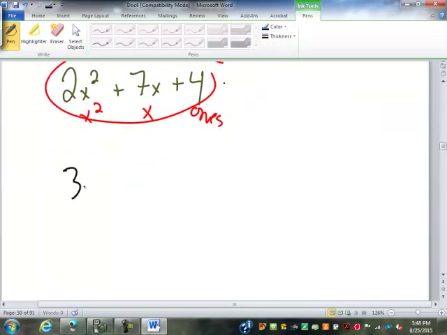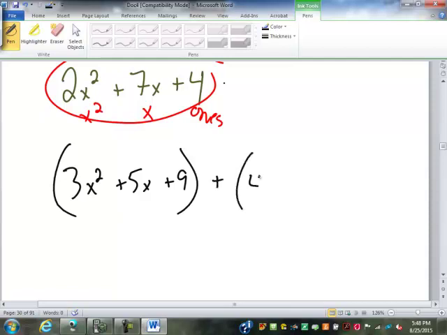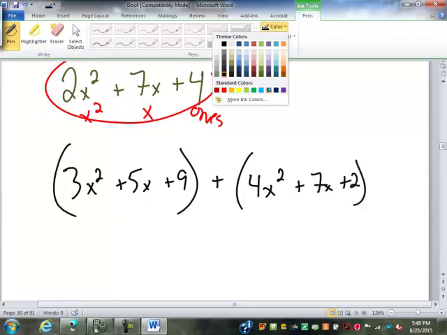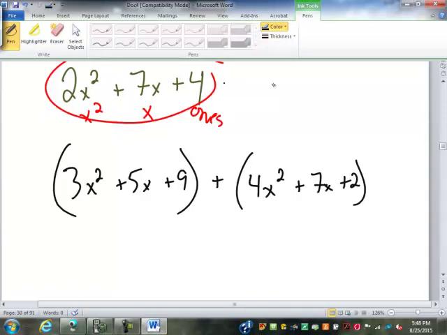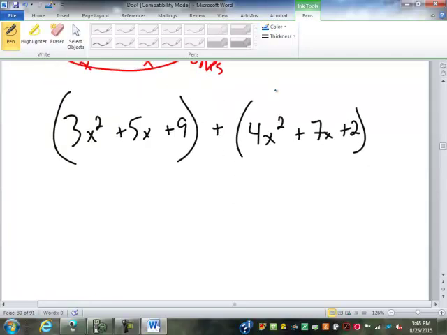If I take like 3x squared plus 5x plus 9, and I'm putting in parentheses not because I want to do anything there first, I'm just trying to separate it from the other number, plus 4x squared plus 7x plus 2. Now, many of us were taught a shortcut where you just drop the parentheses and combine like terms. But technically, this addition happens exactly the same way as our addition with whole numbers.